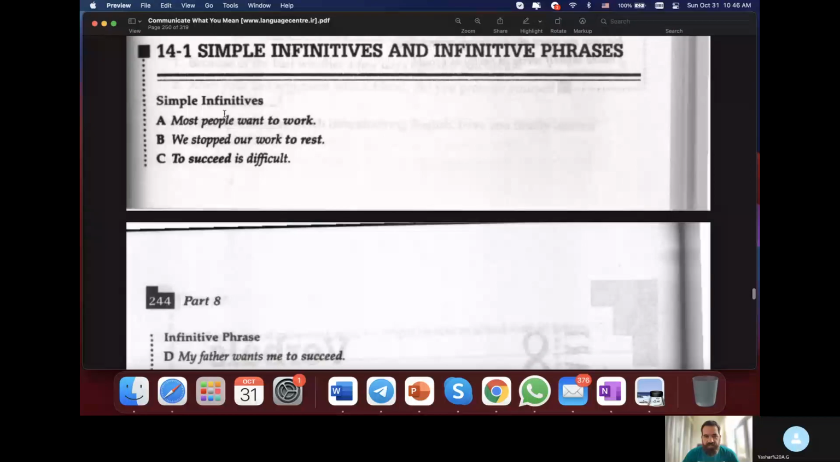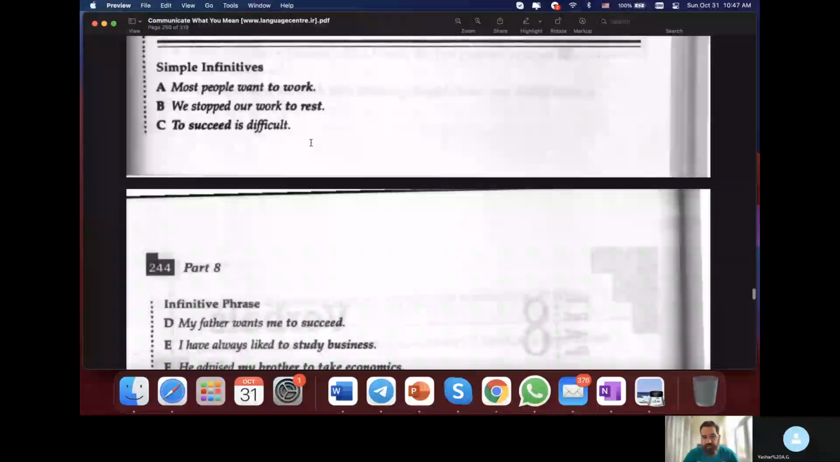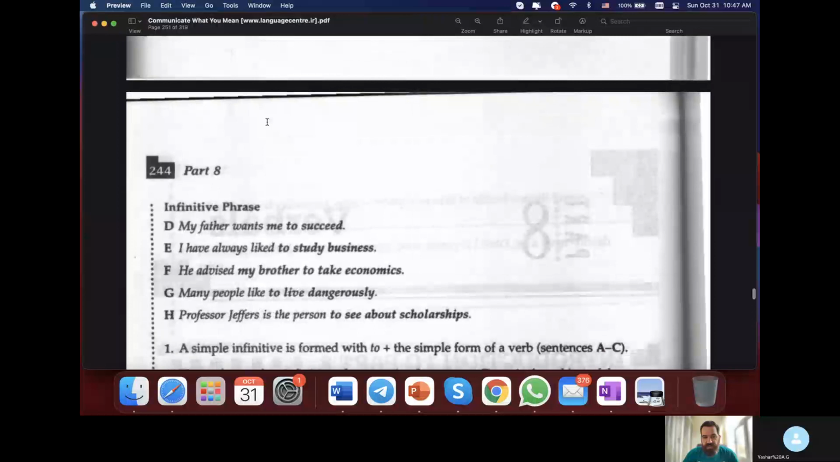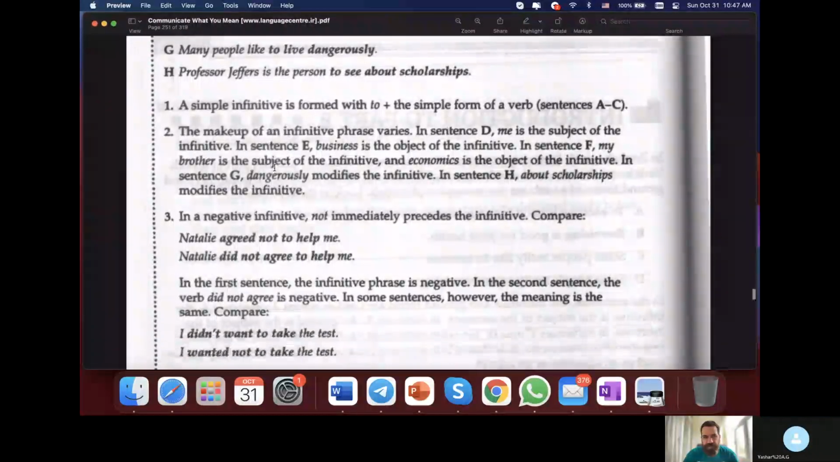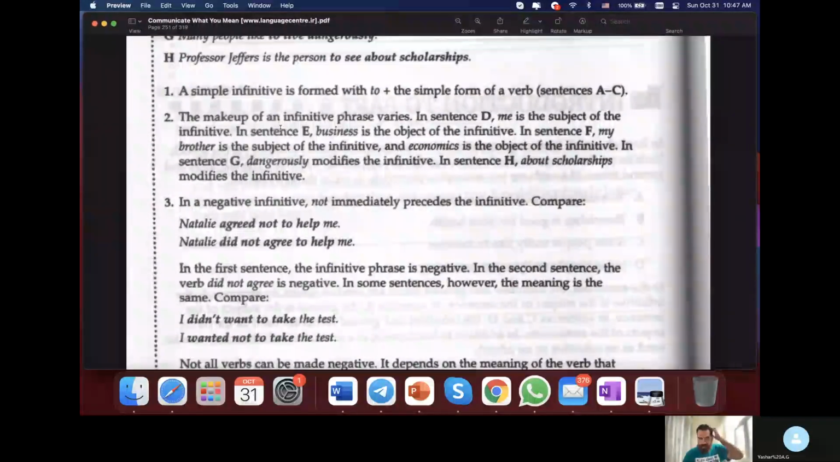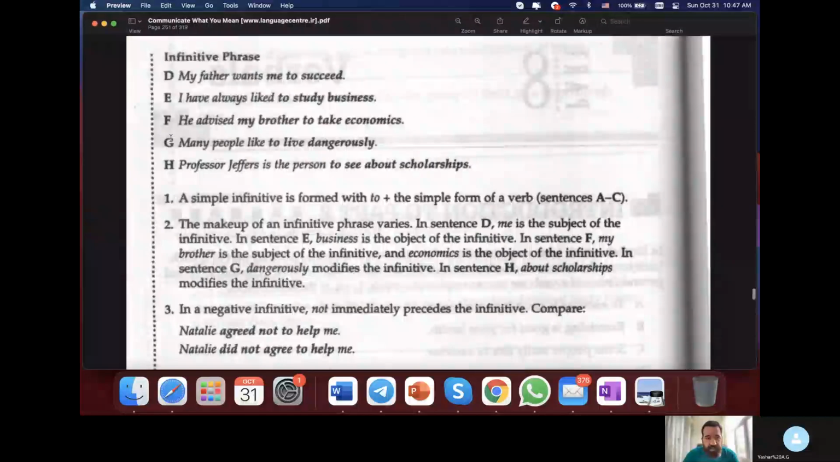Now, simple infinitives. Most people want to work. Because of "want," we use "to work." We stopped our work to rest. To succeed is difficult, and so on. A simple infinitive is formed with "to" plus the simple form of the verb. The makeup of an infinitive phrase varies. In sentence D, "me" is the object.